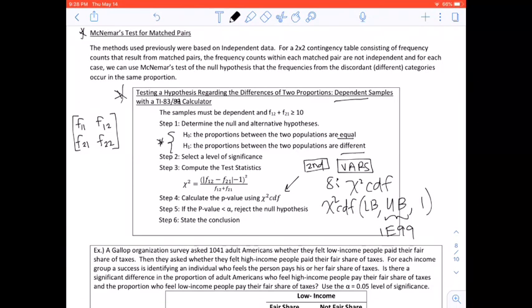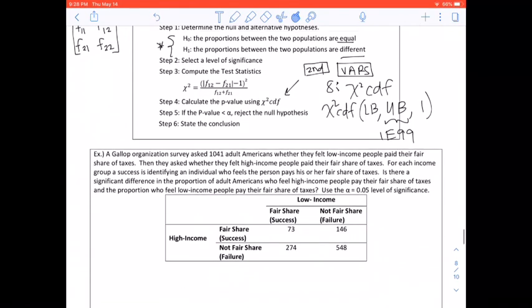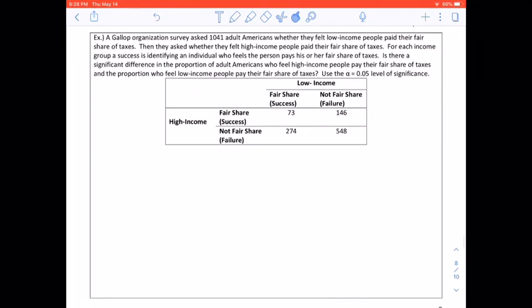Once we have this, it says if the p-value is less than alpha, we reject our null hypothesis. And then we're going to state our conclusion. The example below, we will circle and we will work on that one together in class.